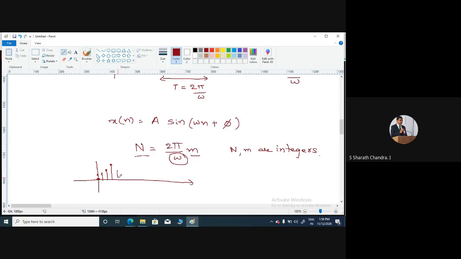This might be in this way, and so on. This is your x of n, and this is your time axis. It takes the shape of a sinusoidal signal. Whenever we plot this, it would be representing a full cycle of a sinusoid.